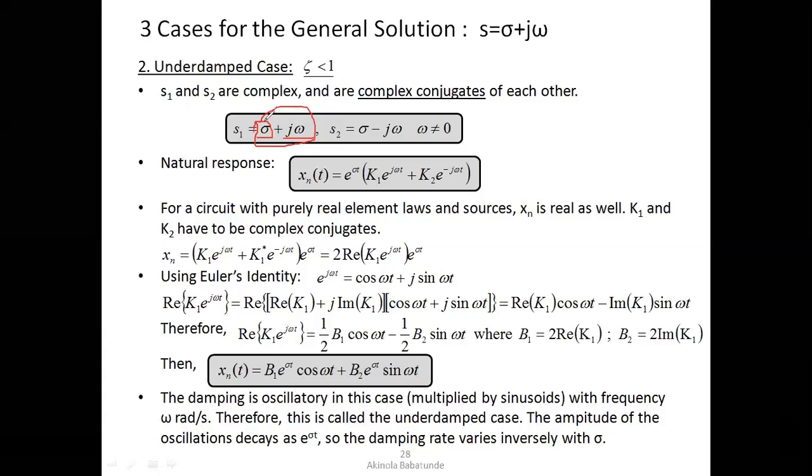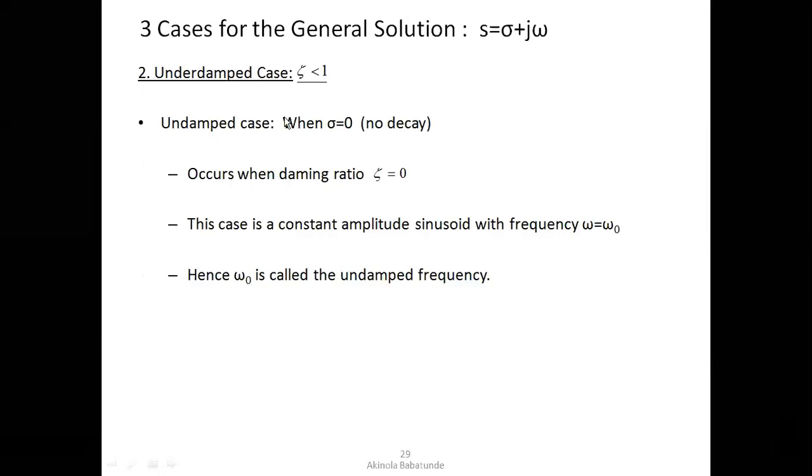So when the real term is 0 in the underdamped case, what happens? Let me quickly show you what will happen when the real terms are 0. It simply means there is no decay, and this usually occurs when zeta is equal to 0. That is the undamped case I mentioned to you the other time. When zeta is equal to 0, the real part of that solution will be equal to 0. Gamma will be equal to 0. And this case is the constant amplitude sinusoid with frequency W equal to W naught, hence W naught is called the undamped frequency.